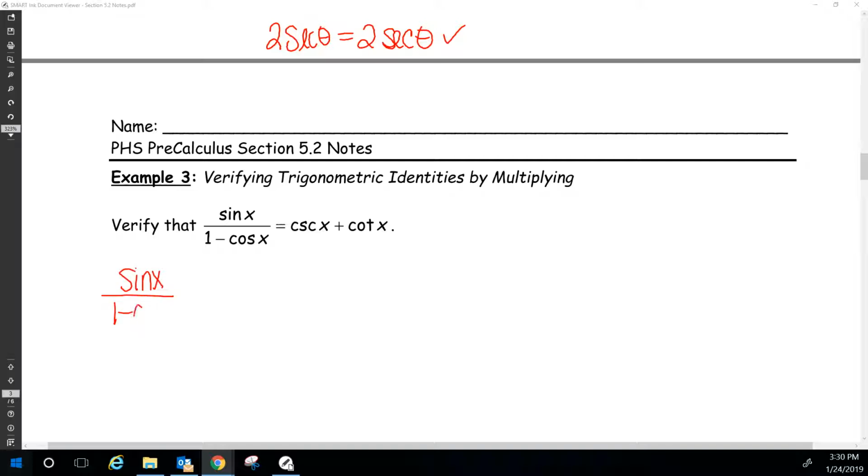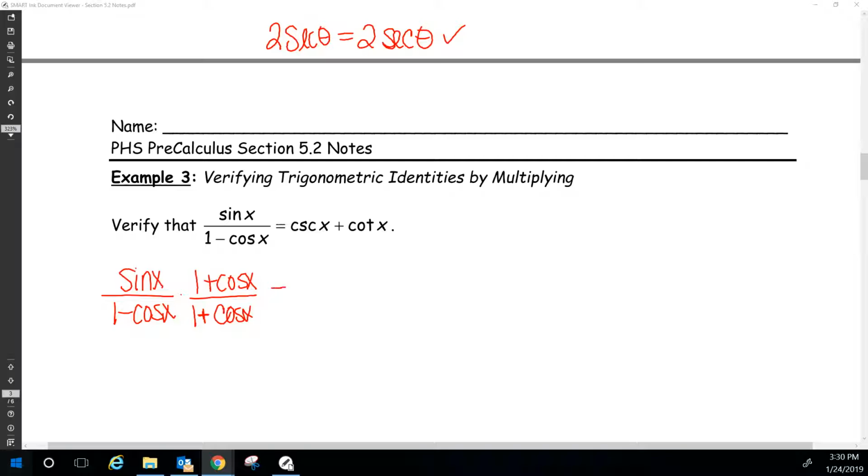So for this one, we are going to multiply by our conjugate. We talked about conjugates in the last example. Remember, your conjugate has the same first term, same last term. Only thing different is this middle sign. The sign in between them needs to be flipped.